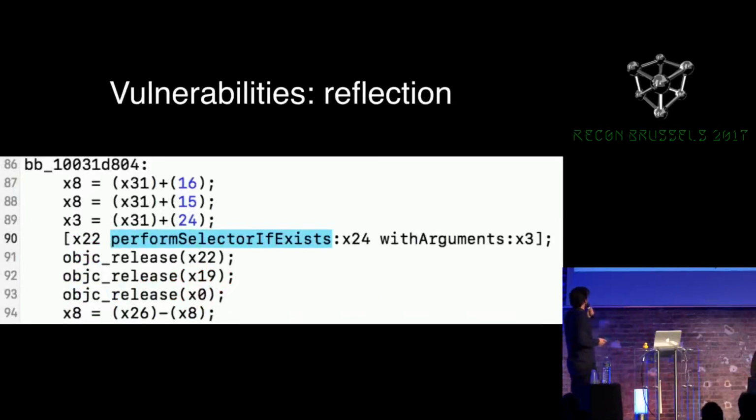Then, in iOS, developers can use reflection. They can call some methods by their names, and this way they can gain access to private API, which is prohibited by Apple and is insecure in some way.